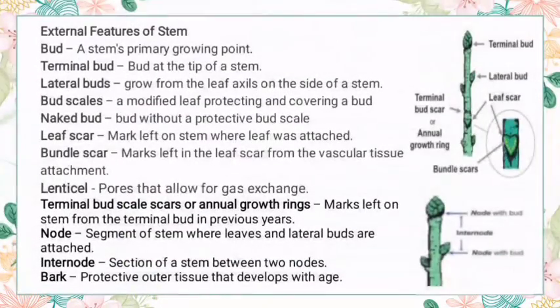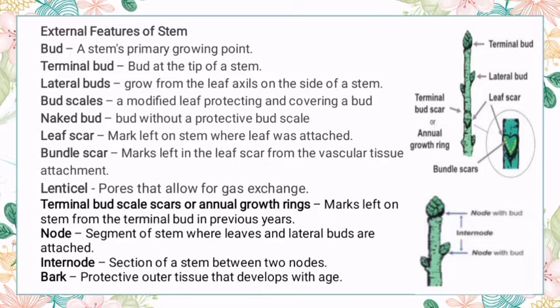So let's proceed to external features of a stem. So the first one is the bud. Bud is a stem's primary growing point. Buds can be either leaf buds, vegetative, or flower buds, reproductive. These buds can be very similar in appearance, but flower buds tend to be plumper than leaf buds. Next is the terminal bud. Ito yung bud at the tip of a stem.